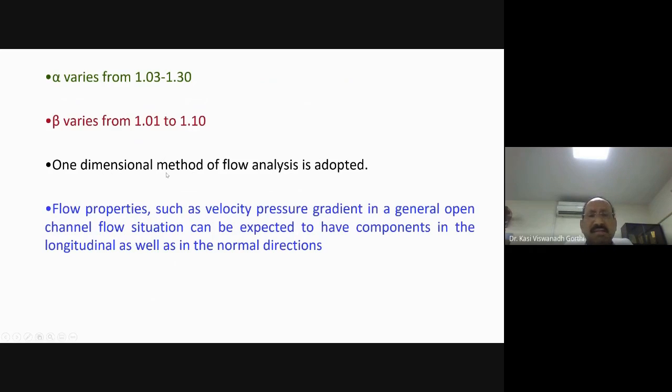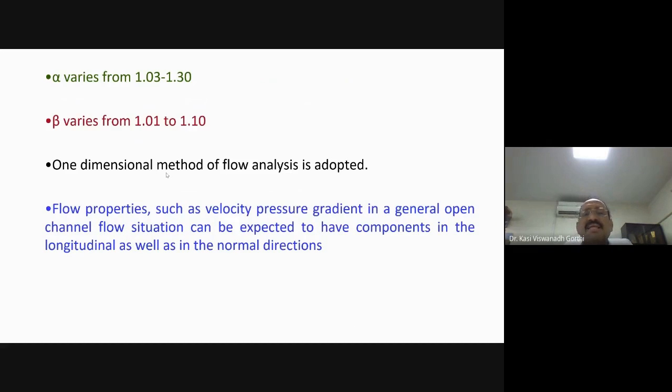While we are considering the variation of the velocity in the three directions, like normal direction, longitudinal direction, lateral direction, it becomes a three-dimensional analysis. If you are considering the variation in the velocity in all the three directions, lateral, longitudinal, and normal, then it becomes a three-dimensional method of flow analysis.